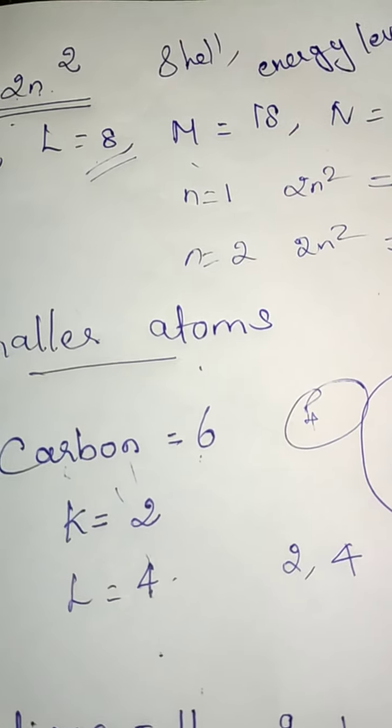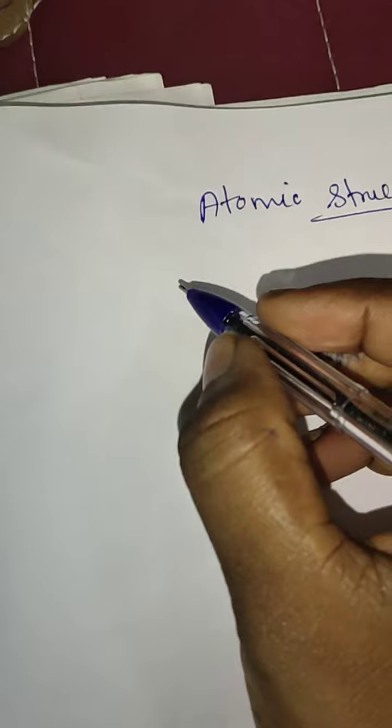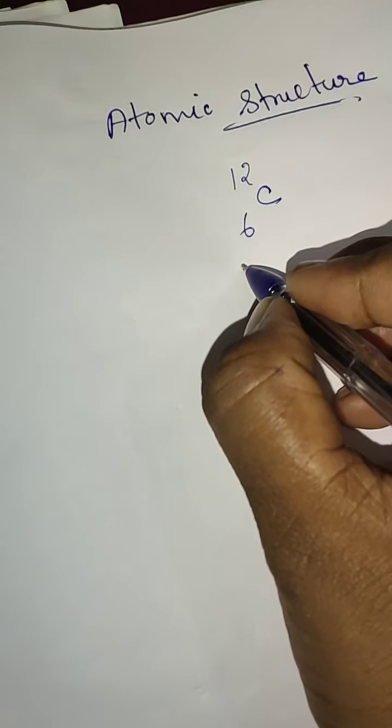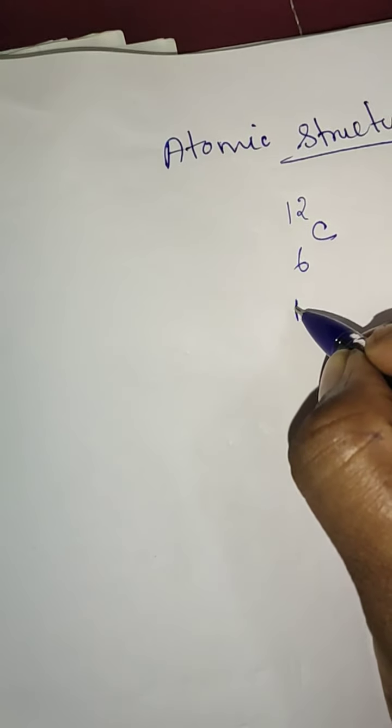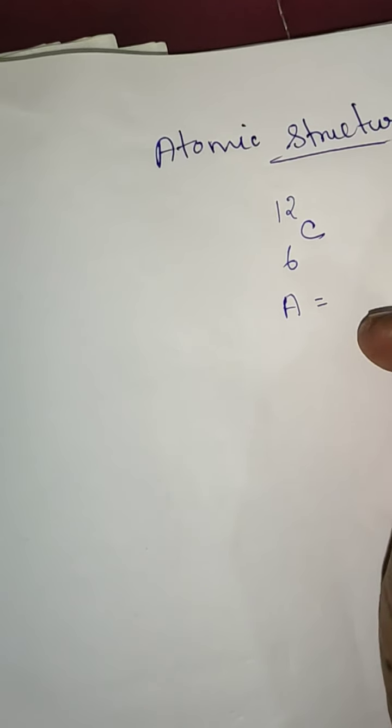Many examples are given in the book. You just go through that, students. And you should also know how to draw the atomic structure of an atom, if the mass number and atomic number are given. For example, you can take carbon 12, 6. Here, what is the mass number? Did you understand what the mass number is?